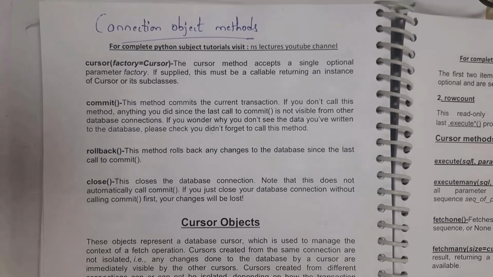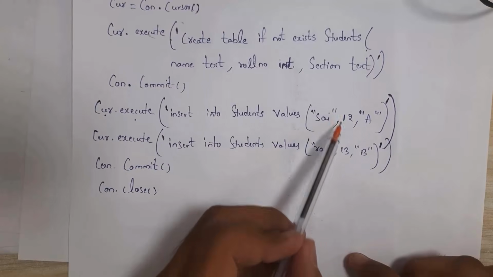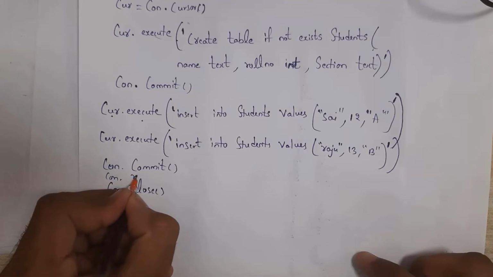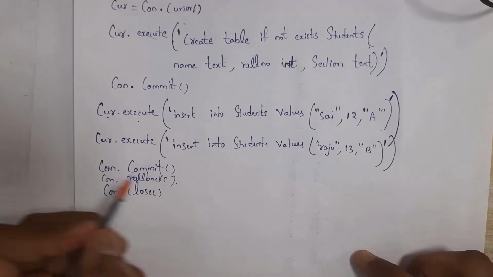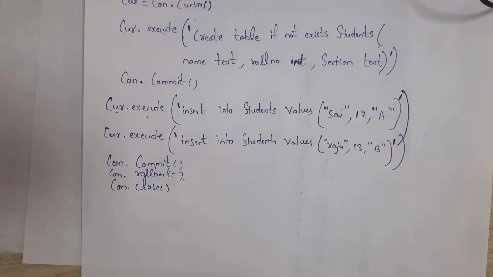Connection object methods are classified into 4 types. They are the cursor method, commit method, rollback method and close method. If you want to undo any transaction, then you need to use the rollback method. The rollback method is used to roll back any changes to the database. For example, I want to undo these 2 operations, so just write connection.rollback here. Whenever you write connection.rollback, it will undo these 2 operations, that is, it will not insert these values.